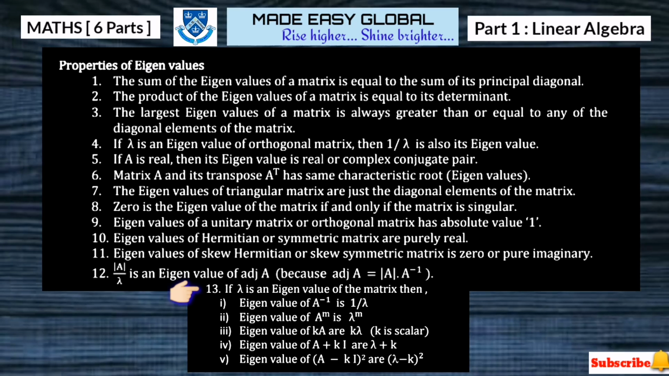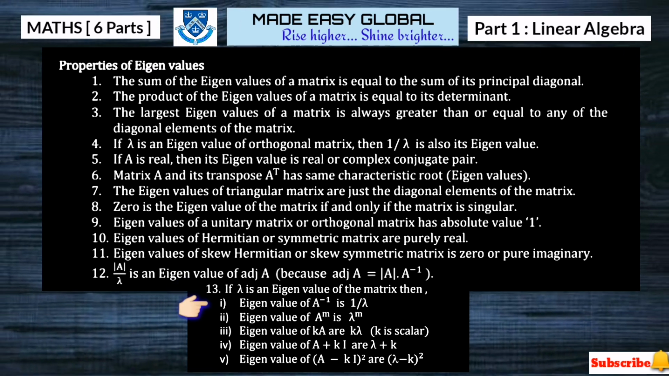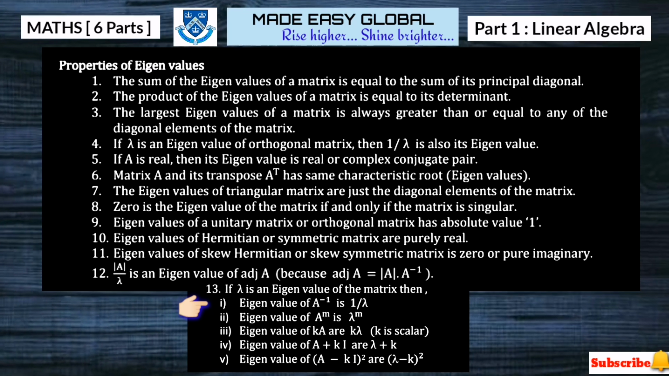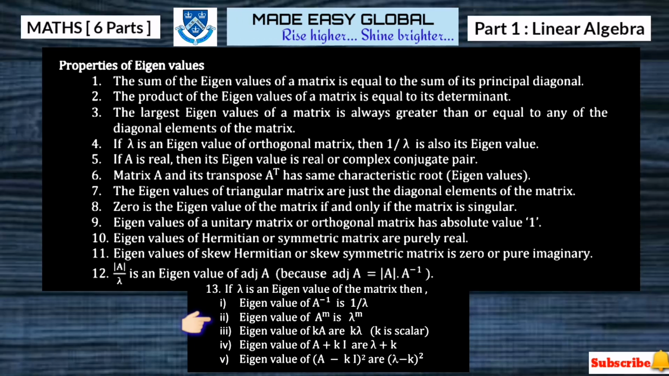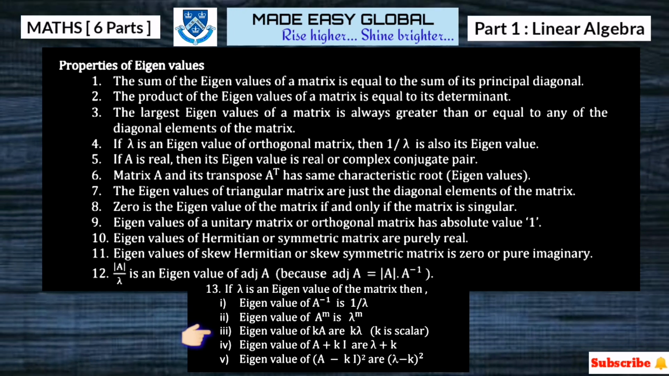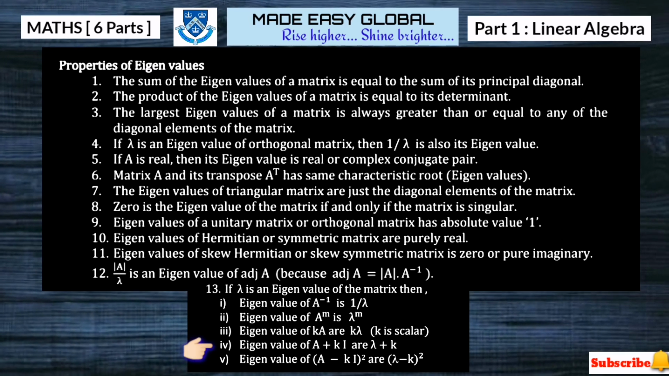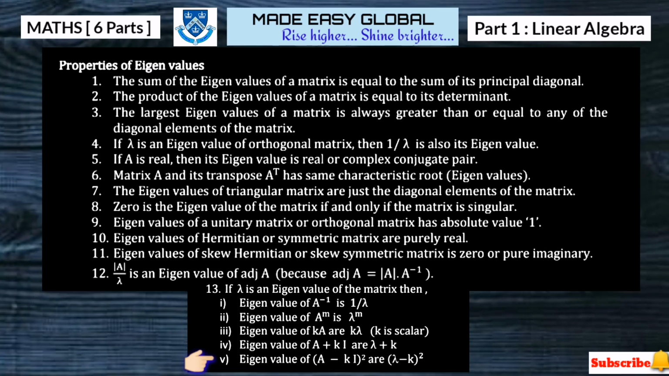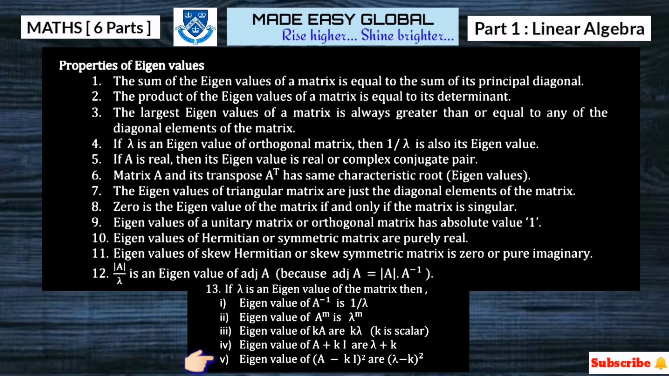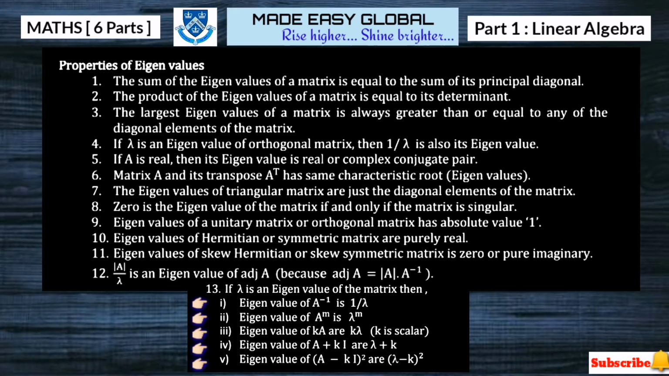Here, if lambda is an eigenvalue of the matrix, then there are five properties. First, the eigenvalue of A inverse is 1 by lambda. Then the eigenvalue of A raised to m is lambda raised to m. Then the eigenvalue of kA is k lambda, where k is a scalar. Then the eigenvalue of A plus kI is lambda plus k. Then the eigenvalue of (A minus kI) squared is (lambda minus k) squared. So these five properties you have to remember for the examination.